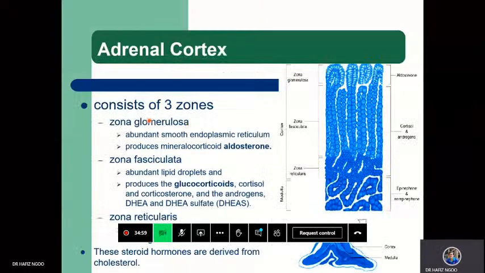You have the zona glomerulosa. These have abundant endoplasmic reticulum. It only secretes mineralocorticoid, that is aldosterone. And then you have the zona fasciculata. They have abundant lipid droplets, and these are a lot of cholesterol that produce glucocorticoid, and the most important is cortisol. Okay, it also produces some androgen, but most of the androgens are actually produced in the zona reticularis.